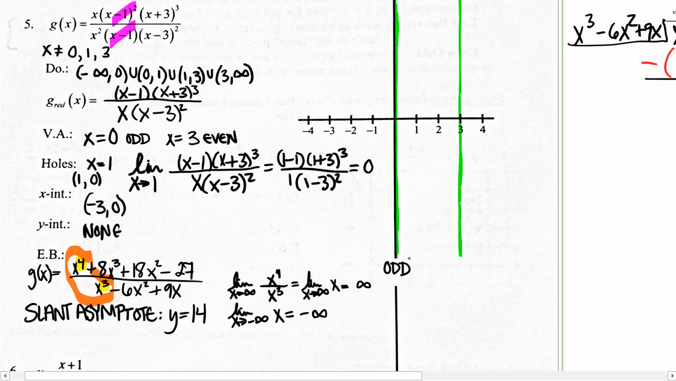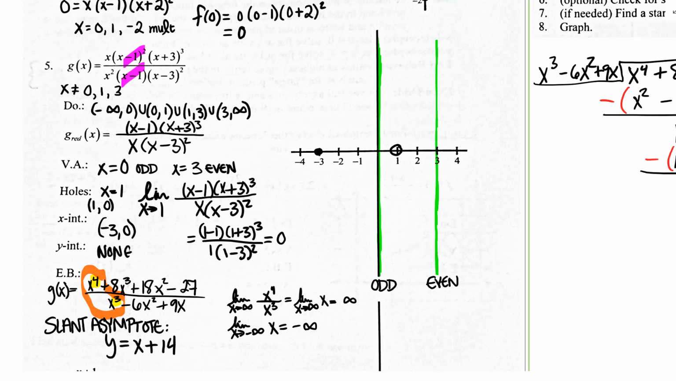Start with the vertical asymptotes. I like to remind myself if the asymptote is odd or even. This one is odd, and this one is even. Next, I want to graph the hole and the x-intercept. I'm also going to graph the slant asymptote, which is y equals x plus 14, not y equals 14.